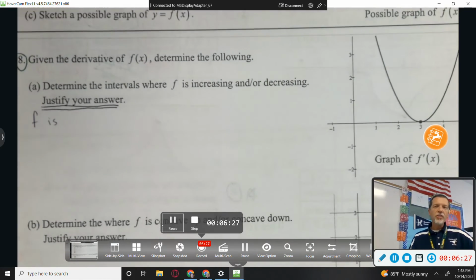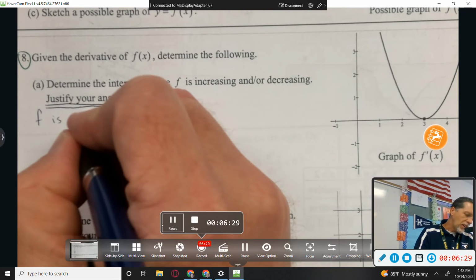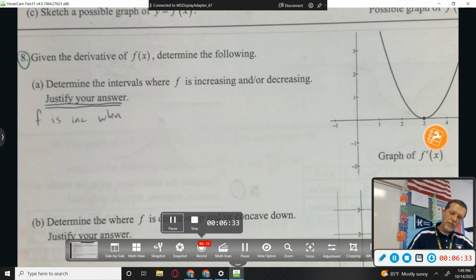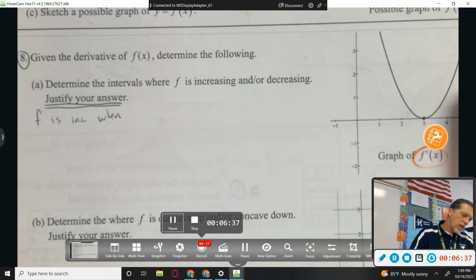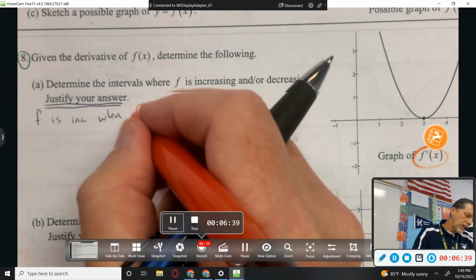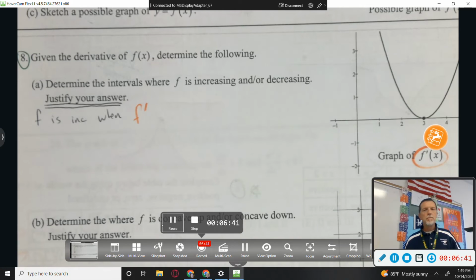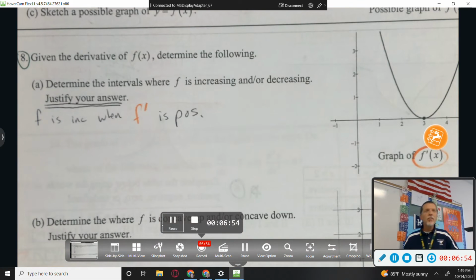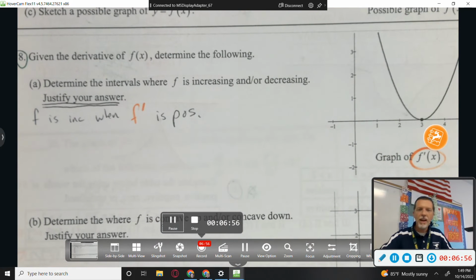So how do I justify f is increasing? Especially if I'm looking at a graph of f prime. F is increasing when f prime is also increasing because f prime, wait, is the slope. Wait, not when f prime is increasing. When f prime is positive. When f prime is positive. Okay, so there's my justify, and then now I know what to look for.